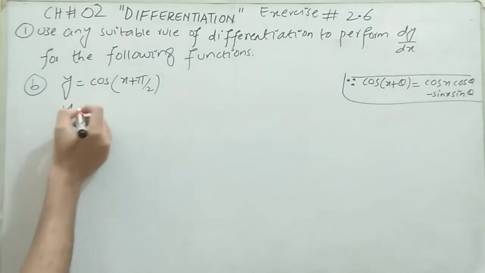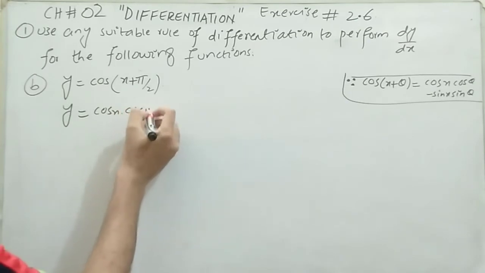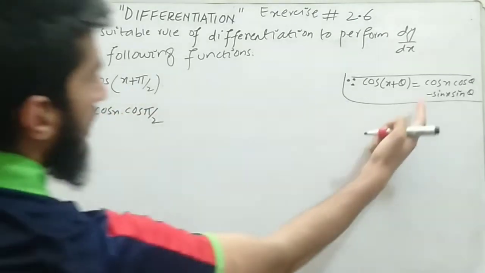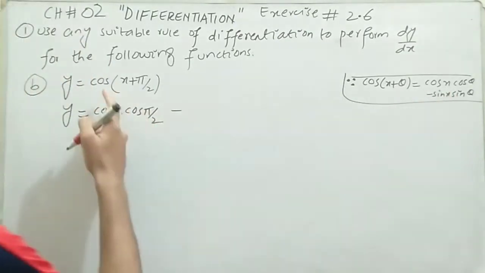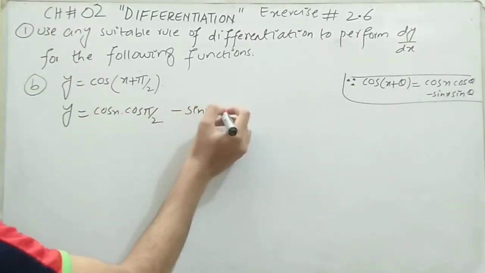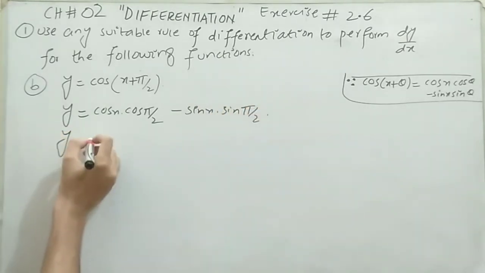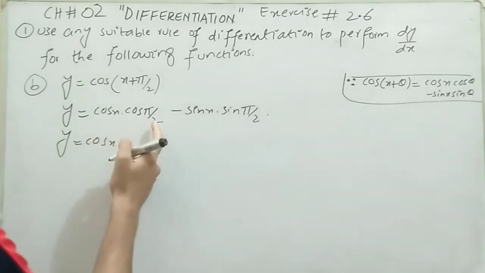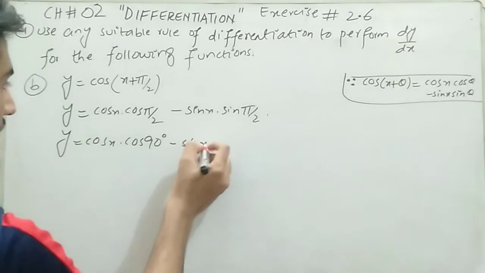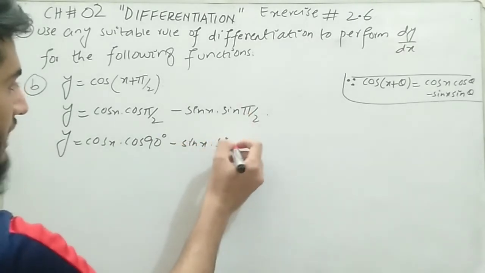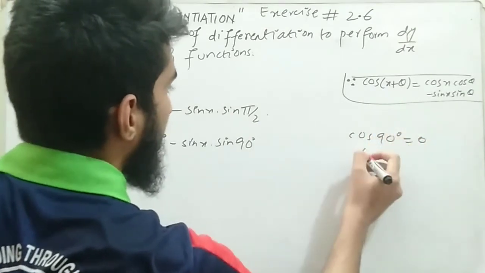So it becomes y is equal to cos of x, and after this cos of pi by 2. So it becomes cos pi by 2. Now here the sign is plus, so according to the formula the sign will become minus, and both of the angles will be taken by sin. So it becomes sin x and sin pi by 2. Now after this you know that y will be equal to cos of x. Pi by 2 gives us angle 90. So it becomes cos of 90 degree minus sin x and pi by 2 gives us 90 degree, so it becomes sin 90 degree.